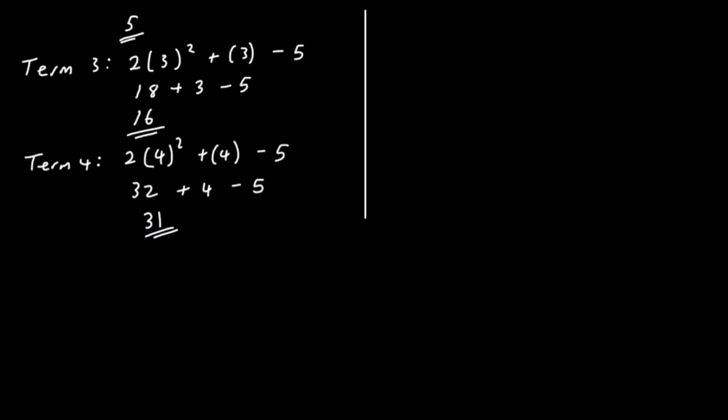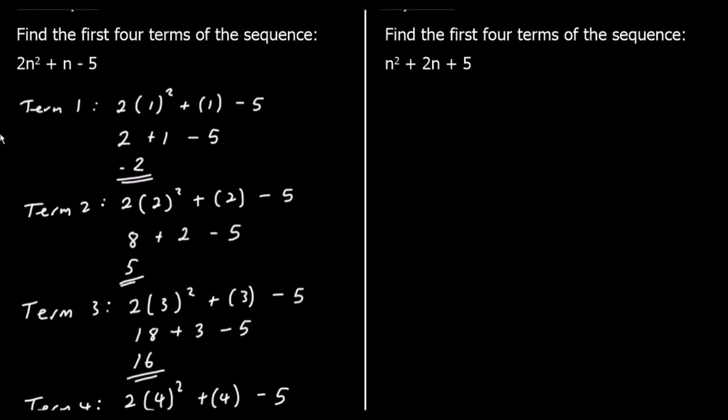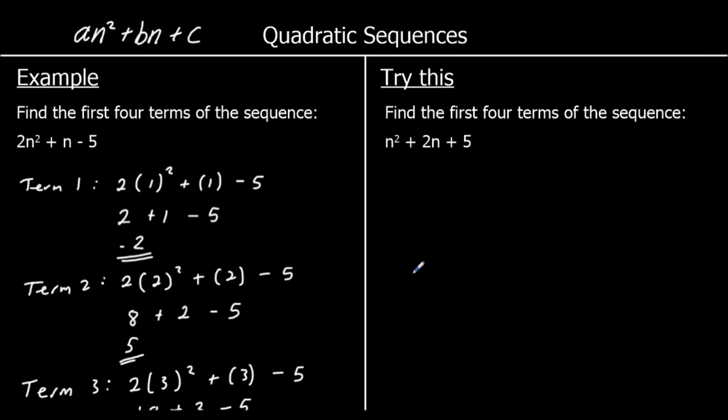So we have minus 2, 5, 16, 31. And they are the first 4 terms of the sequence. Okay, one for you to try. So generate the first 4 terms of this sequence.